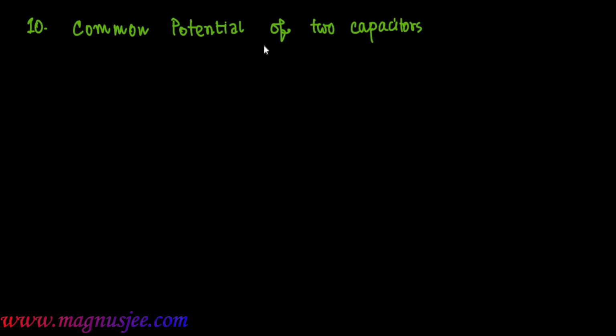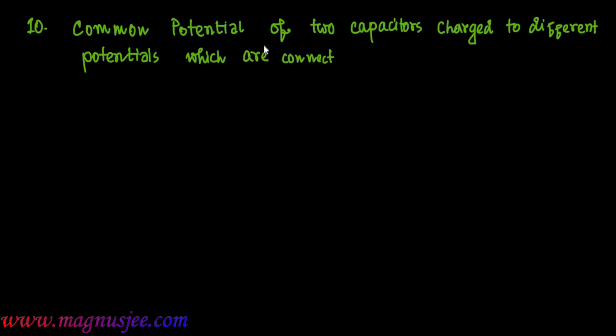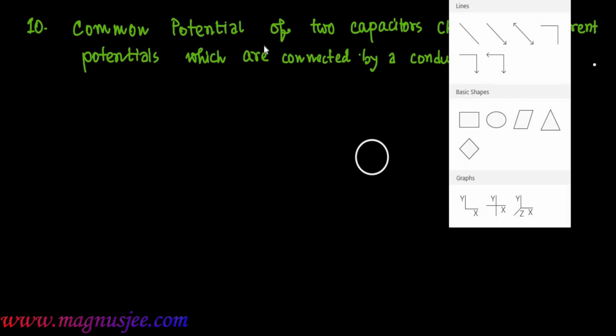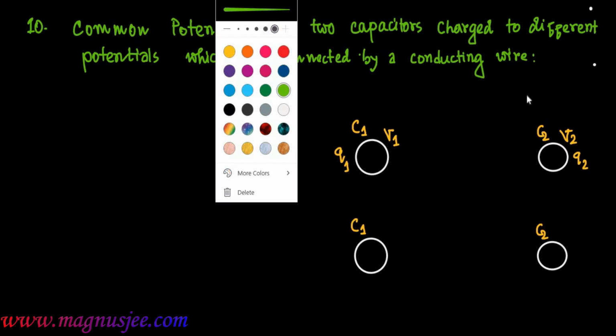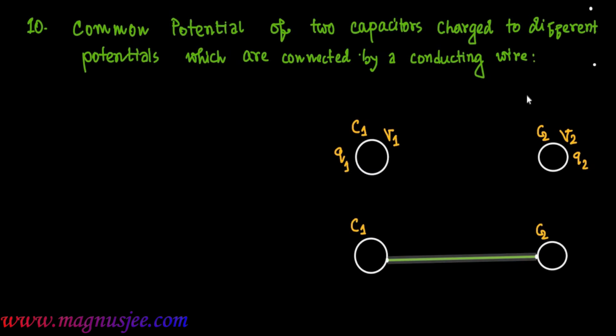Common potential of two capacitors charged to different potentials which are connected by a conducting wire. In the diagram, we have two spherical capacitors, and they are isolated. These two capacitors have capacitance C1, C2, potentials V1, V2, and they are charged with the charge Q1 and Q2. And these two capacitors are connected by a conducting wire.